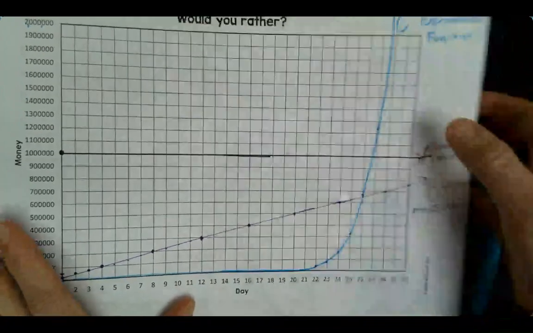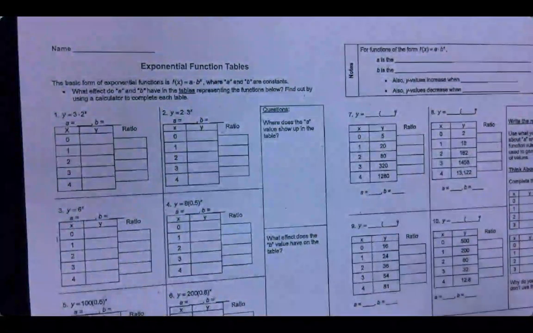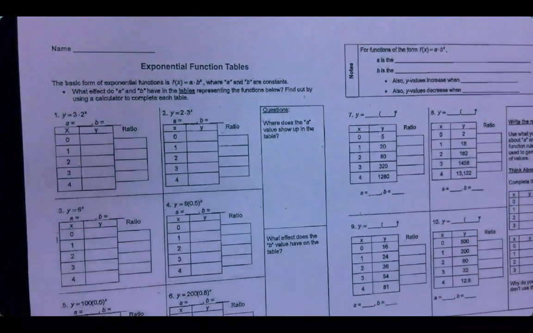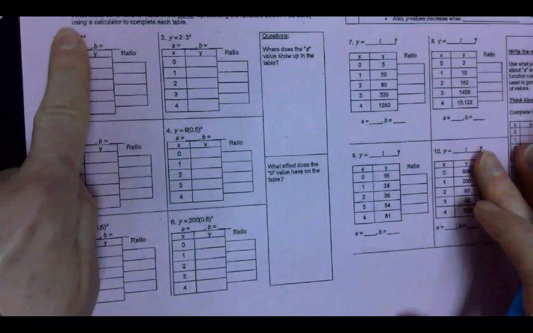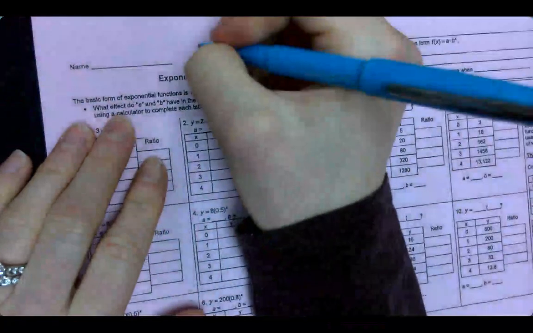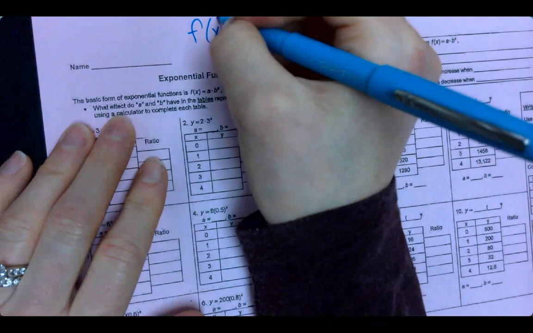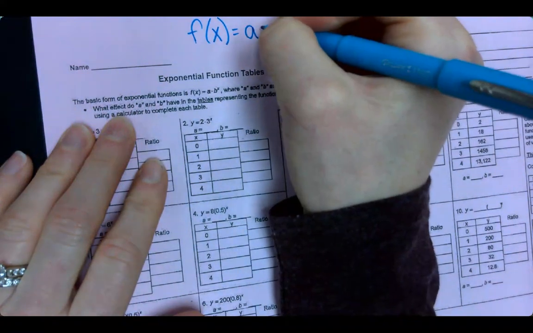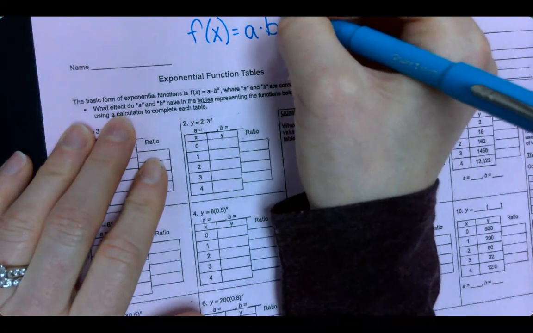So you're going to put this in the pocket in your journal, and we are going to start by looking at exponential functions a little further. It says the basic form of exponential functions is f of x equals a times b raised to the x, where a and b are constants. So I want you to write this down so you can see it a little better. A times b raised to the x.